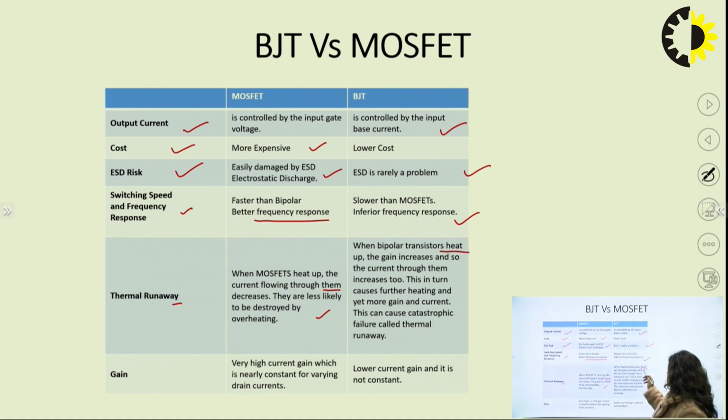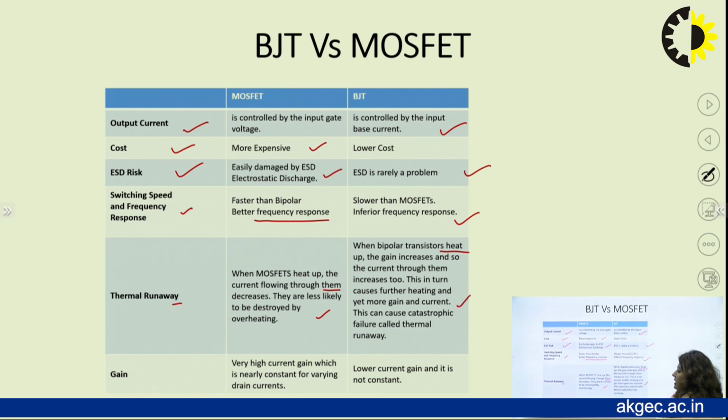When a bipolar transistor heats up, the gain increases, and so the current through it increases too. This in turn causes an increase in the heating, yet more gain and current. This can cause catastrophic failure, also called thermal runaway. So next is the gain, last is the gain.